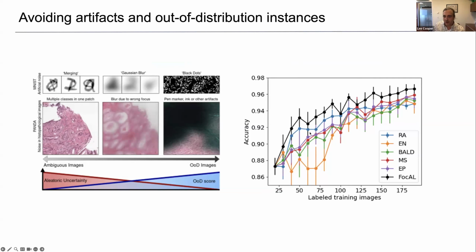These simulations showed, I think, very clearly that if you use this uncertainty decomposition, you can get a machine learning model to converge much more quickly to a more accurate asymptotic accuracy. Here we have accuracy on the y-axis and then sampling and labeling of instances on the x-axis. And our method here is shown in black.